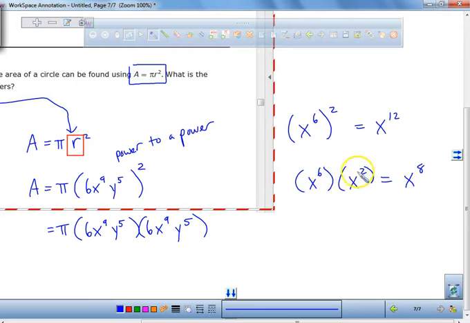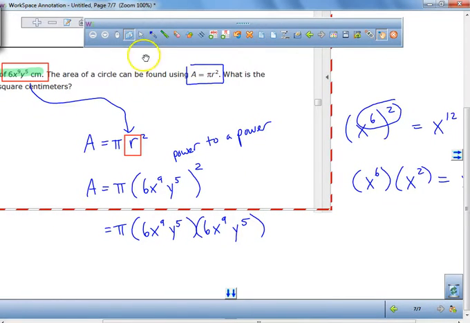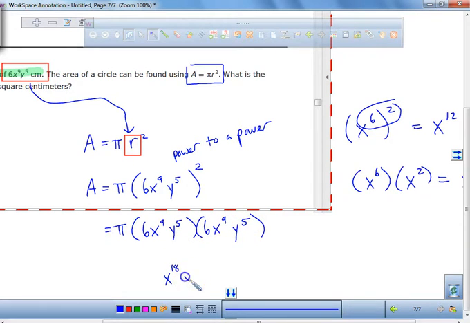In this situation, you add them. This is the only situation where you multiply. So you need to know the difference between when to multiply and when to add, because a lot of students like to just add it no matter what. Now, here, what can we do? We can add the 9's together, and we get x to the power of 18. Here, we can add them together and get y to the 10. But here, we would need to do a power to a power. That's when you multiply.